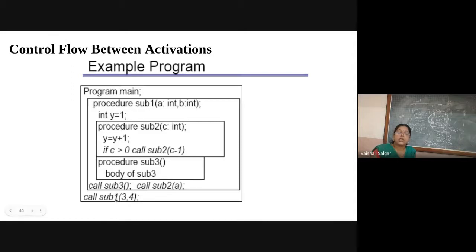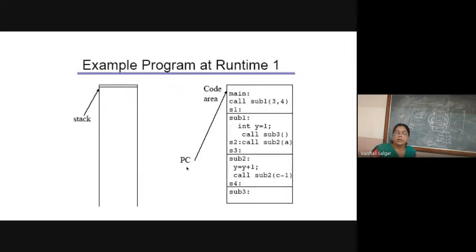Now there is a call to sub1. See, my program counter is pointing to the main function. This is my stack, and the code area, the actual instructions, will start execution line by line. There is a call for sub1, which has actual parameters 3, 4.